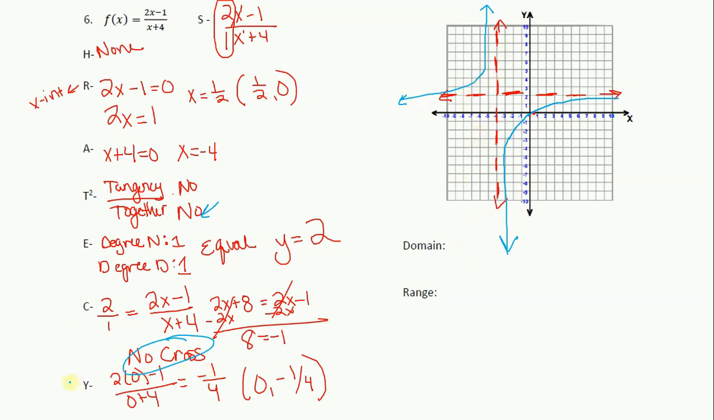Now let's do our domain and our range. So if I look at my domain, that tells me negative 4 is the only x value I can't have, right? So I'm going to write it as negative infinity to negative 4, parenthesis, because I can't touch negative 4, and then negative 4 to infinity.